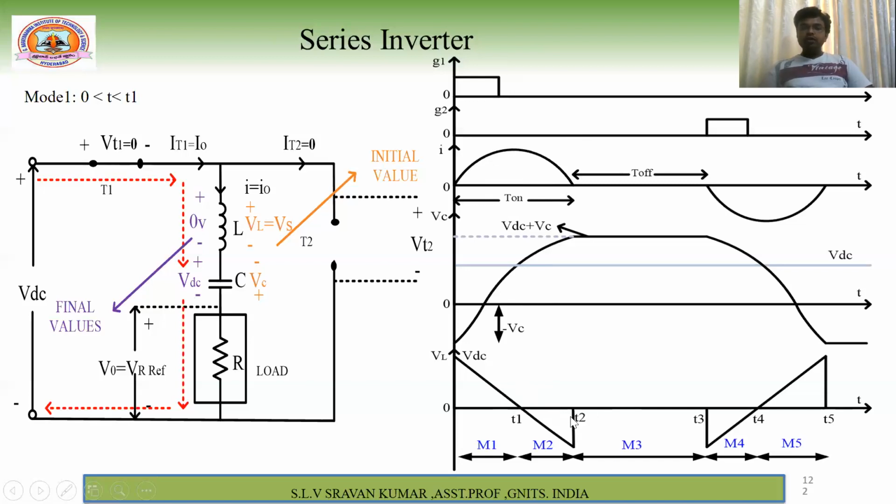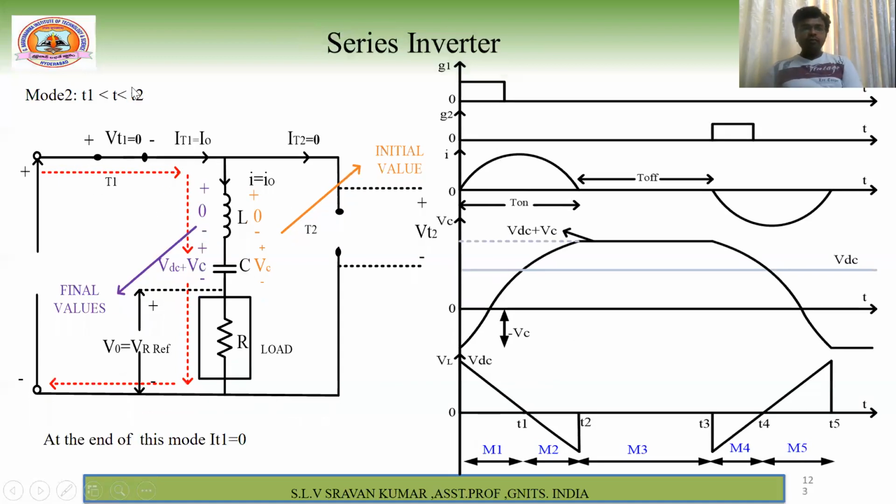Now from t1 to t2, what happens? Because the SCR is still on, the current will keep flowing like this, and the capacitor voltage will reach VDC plus VC. The capacitor voltage will reach VDC plus VC. And here, because of the higher potential compared to this potential VDC, the current will slowly reach zero.